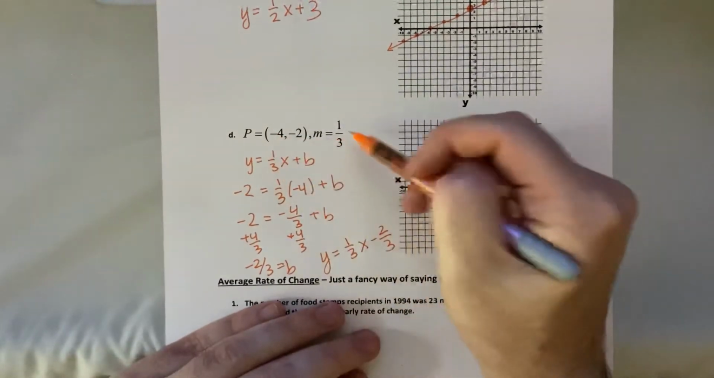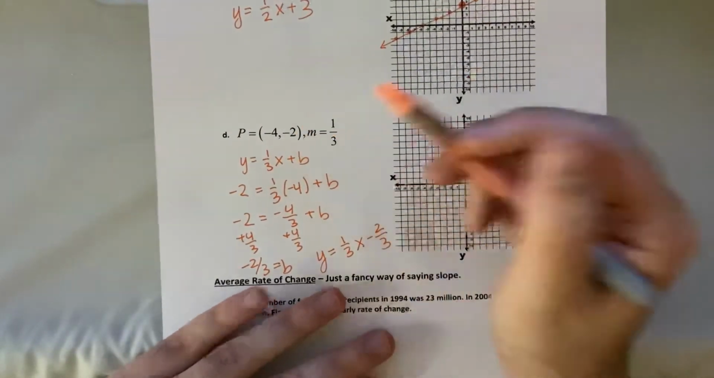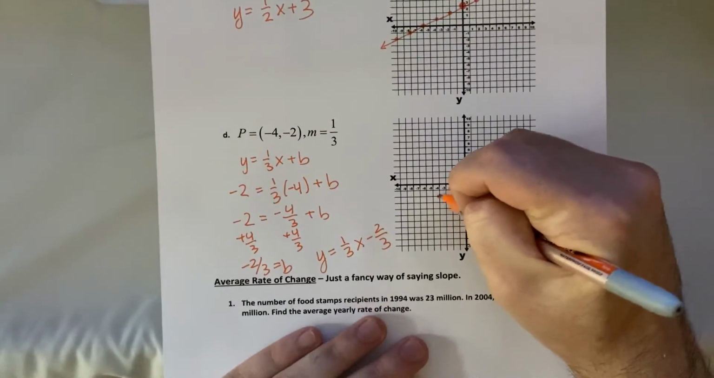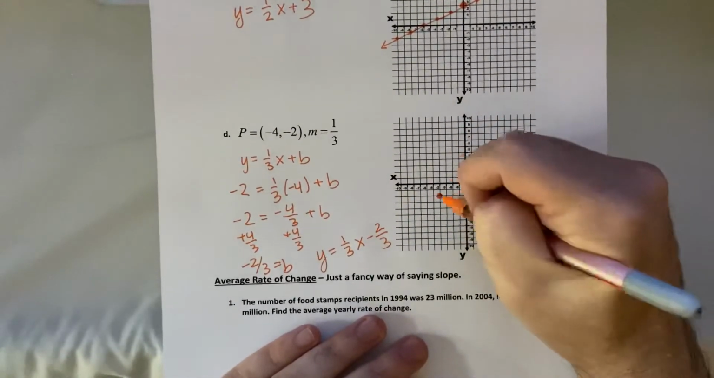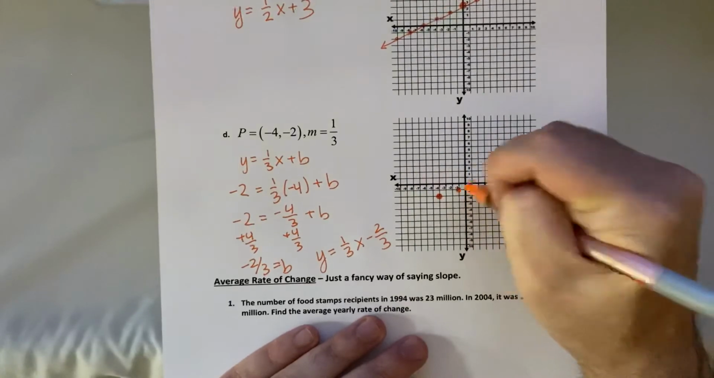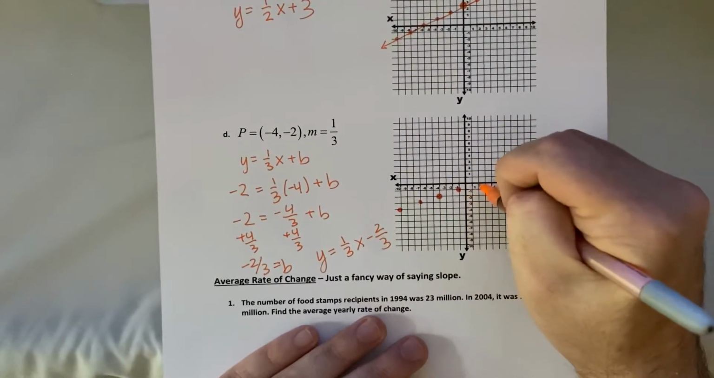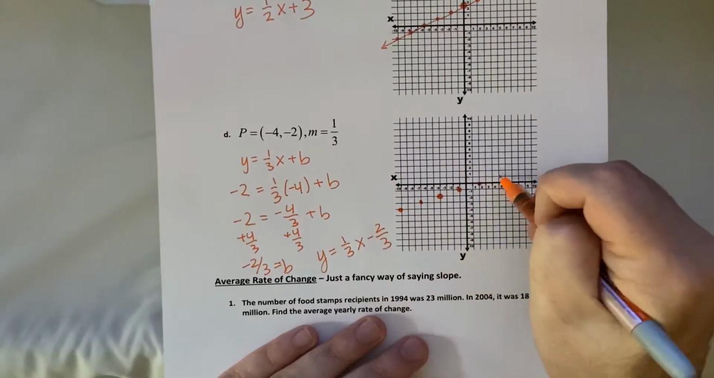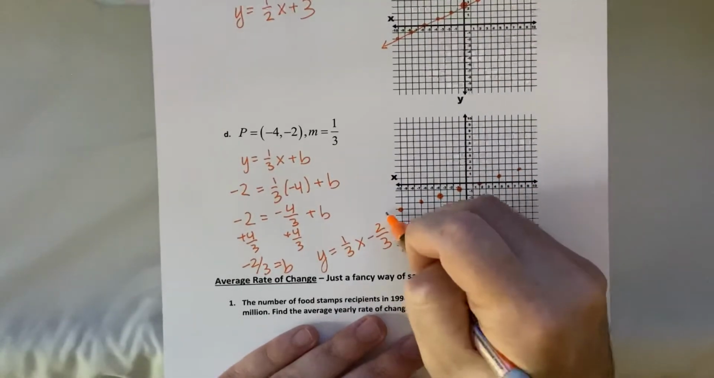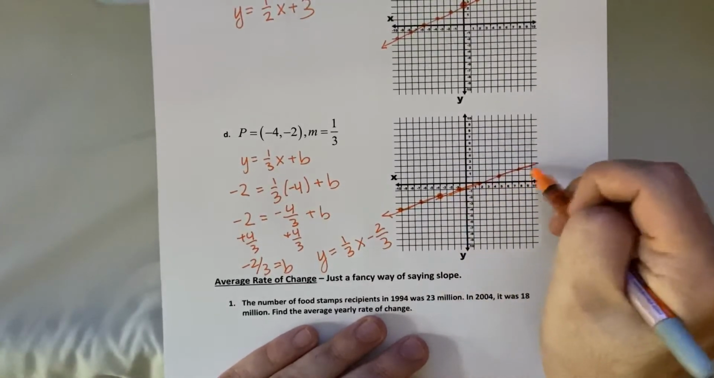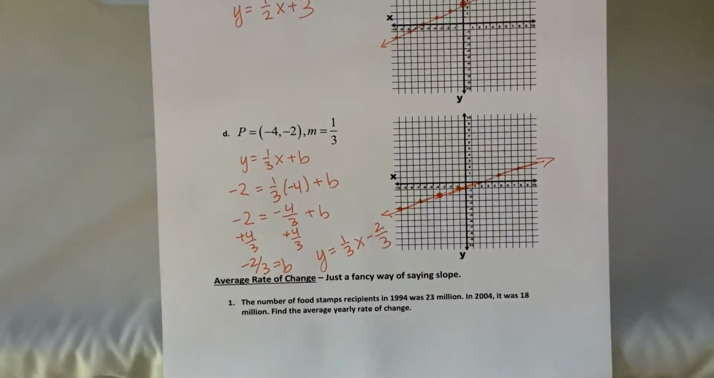Now again though, we don't really need that to graph. We go to (-4, -2). We use a slope of 1/3, up 1 over 3, or down 1 and to the left 3. But either way, that gets us the same line that we would have gotten with the 1/3 x minus 2/3. It does look like it crossed roughly at -2/3, and so we're fine.